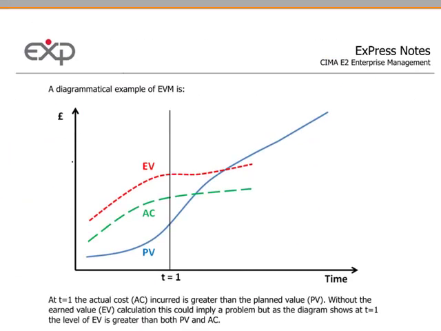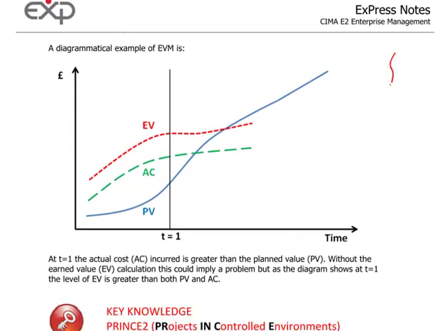Page 25, diagram of this. So what we're saying here, at T1, at time equals 1, the actual cost incurred, this amount here, is greater than the planned value. Costs are greater. Now, this could indicate potential problems, but we've identified the earned value. And because earned value is greater than actual cost and planned values, then this is not too much of a problem. Okay.